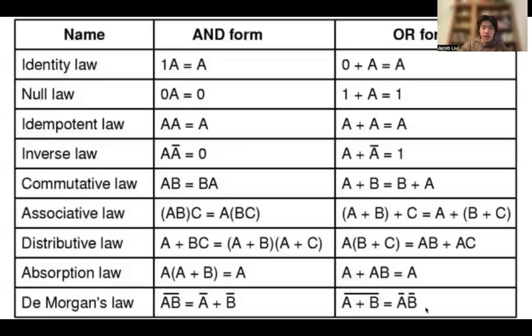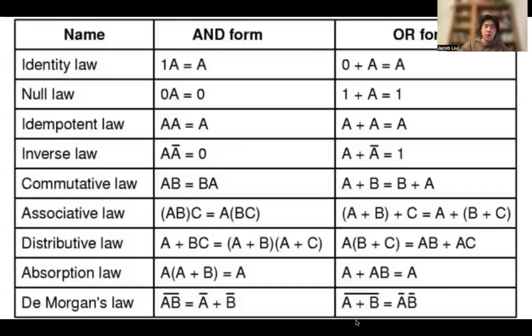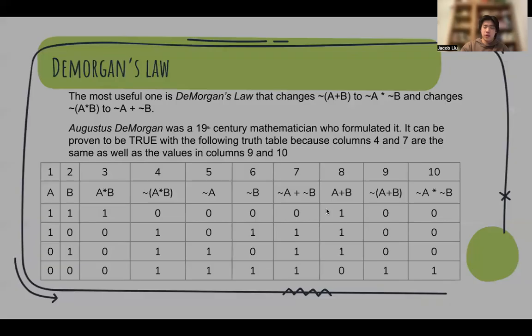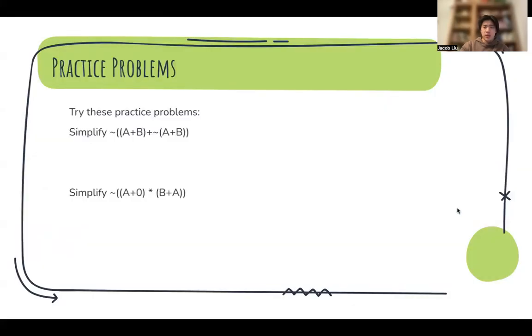Okay. I would say the most important one is De Morgan's law, because it separates large nots. You can see that not (A and B) becomes not A or not B. Not (A or B) becomes not A and not B. This is De Morgan's law. You can see the truth table here if you want. This is kind of the proof. All right, so using that chart, try these practice problems.